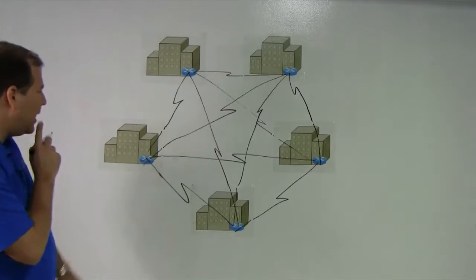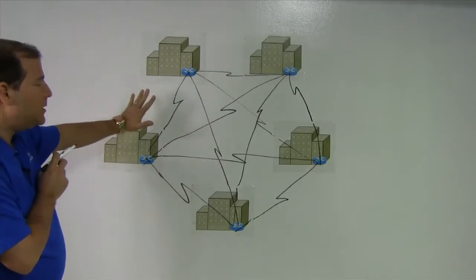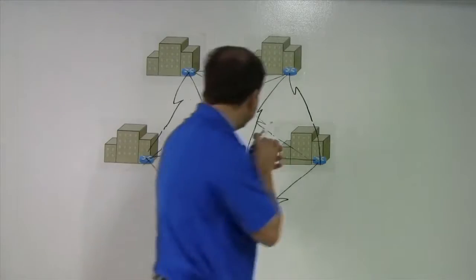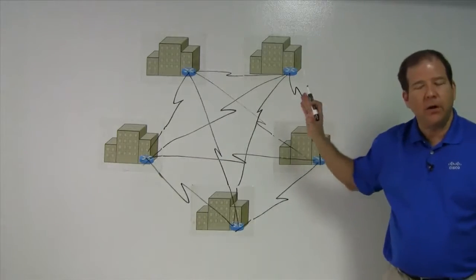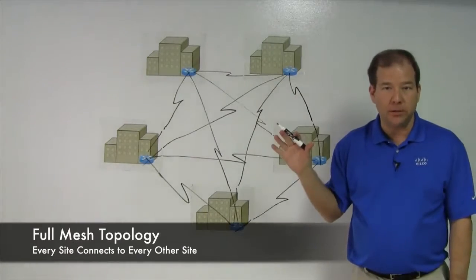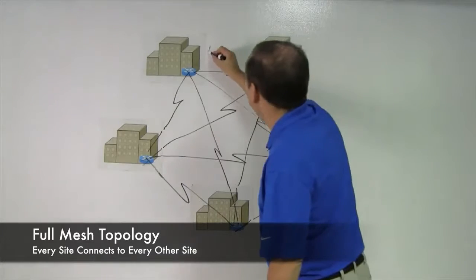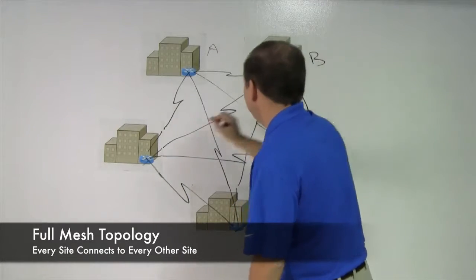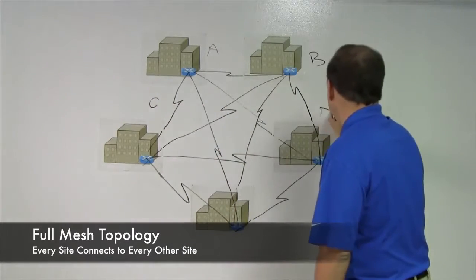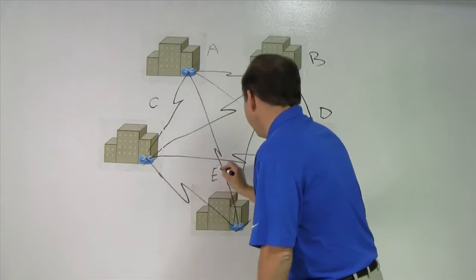I think this is it. I think at this point, every site has a link to every other site. And this is called a full mesh topology. Let's label these sites. We've got A, B, C, D, and E.